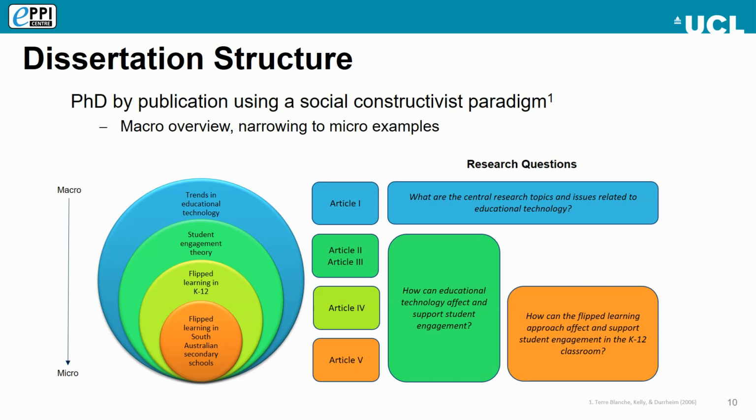In order to address this issue, I undertook a PhD by publication. This means that instead of undertaking one study and writing one large book about it, I undertook several studies, published multiple journal articles, and then weaved them together into one overarching document, synthesizing the results. My PhD started from a macro overview, narrowing down to more micro concerns, and sought to answer 3 primary research questions. 1. What are the central research topics and issues related to educational technology? 2. How can educational technology affect and support student engagement? And 3. How can the flipped learning approach affect and support student engagement in the K-12 classroom?